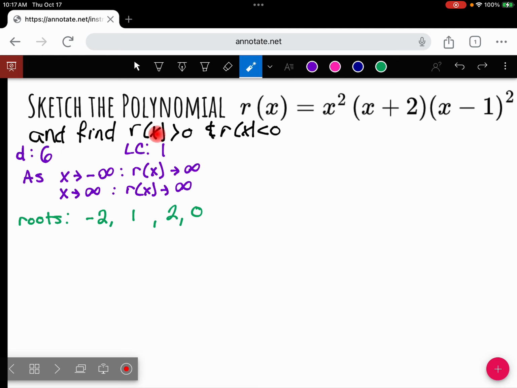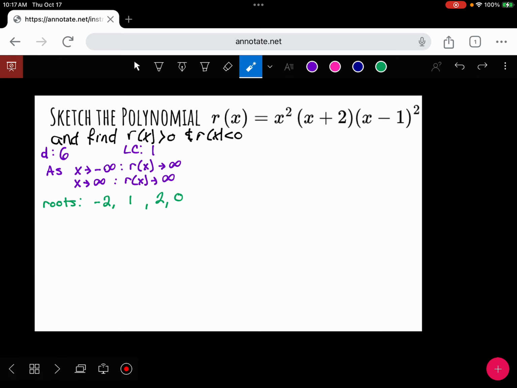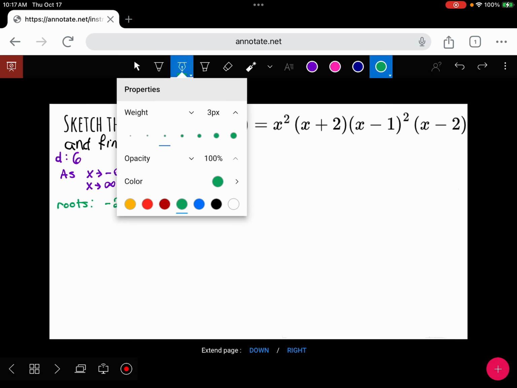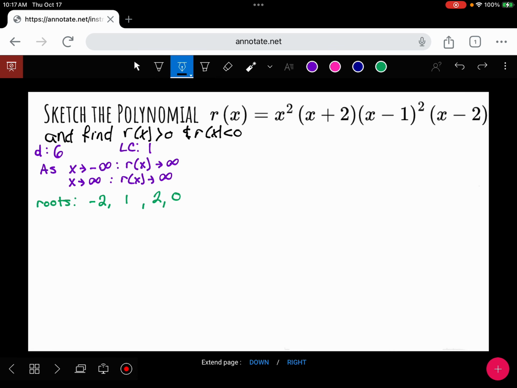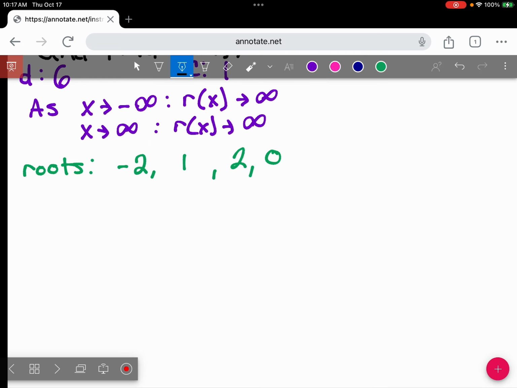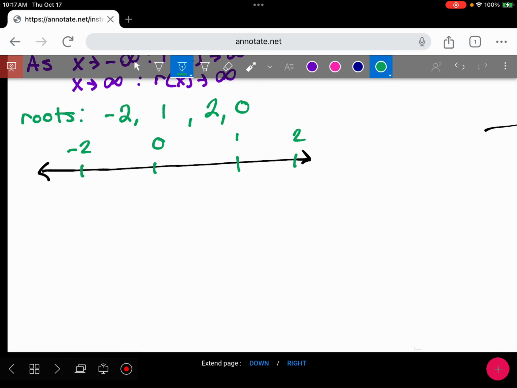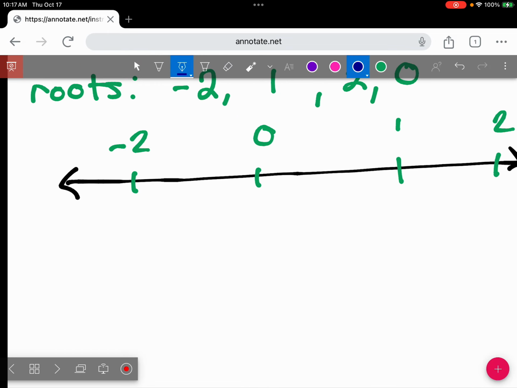So since we're looking to figure out where it's positive or negative anyway, we're still going to make our positivity table. And I'm going to put my sketch over here. So I'm going to put my roots in order. So I'm going to go negative 2, and then 0, and then 1, and then 2. And we're going to just take all our factors from up there.